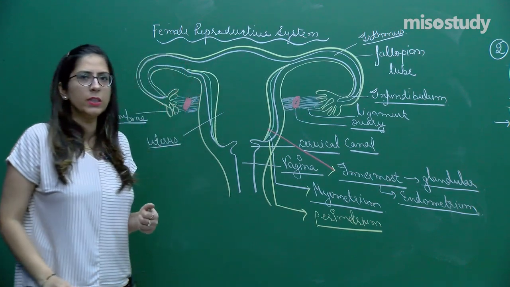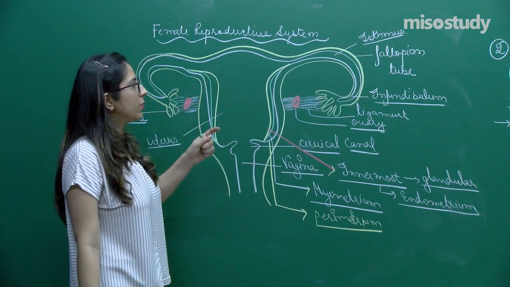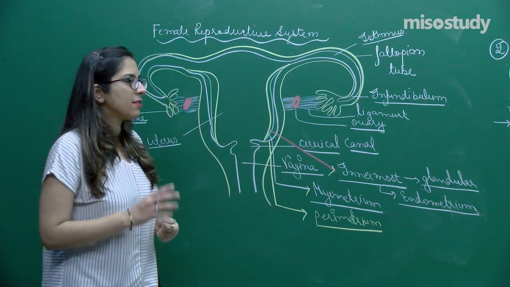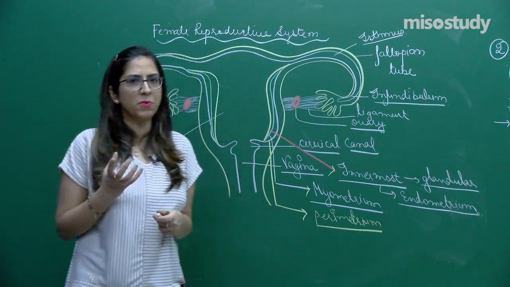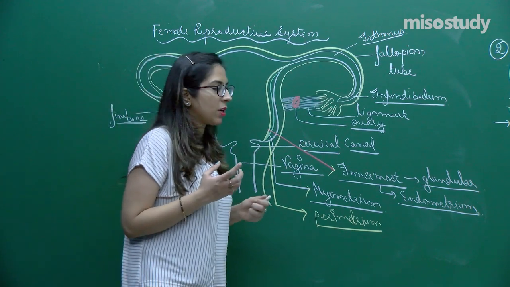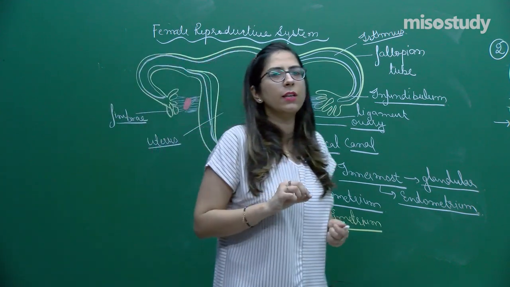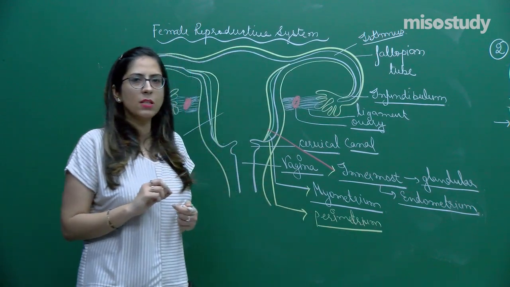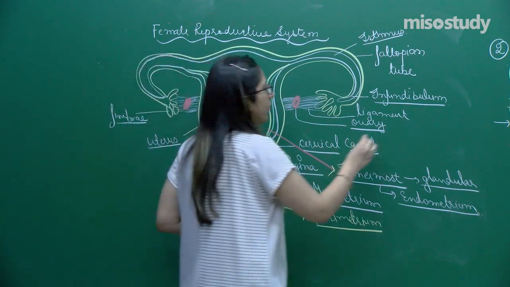So what have we learned? First of all, I have discussed the ovary. The ovary is somewhat an almond-shaped structure. In that almond-shaped structure, the outermost lining includes the stroma. In the stroma, two regions are present: the cortex and the medulla.